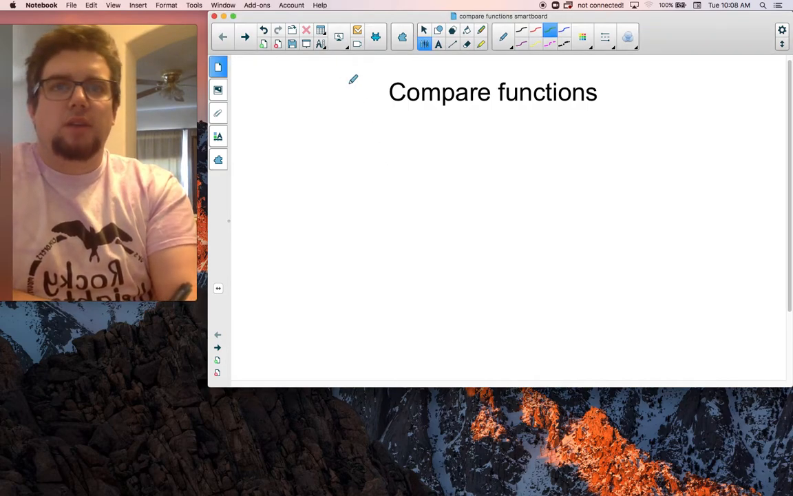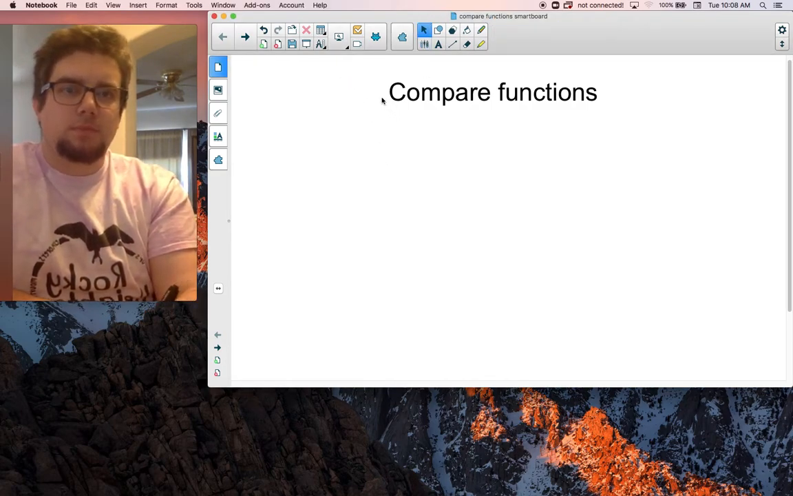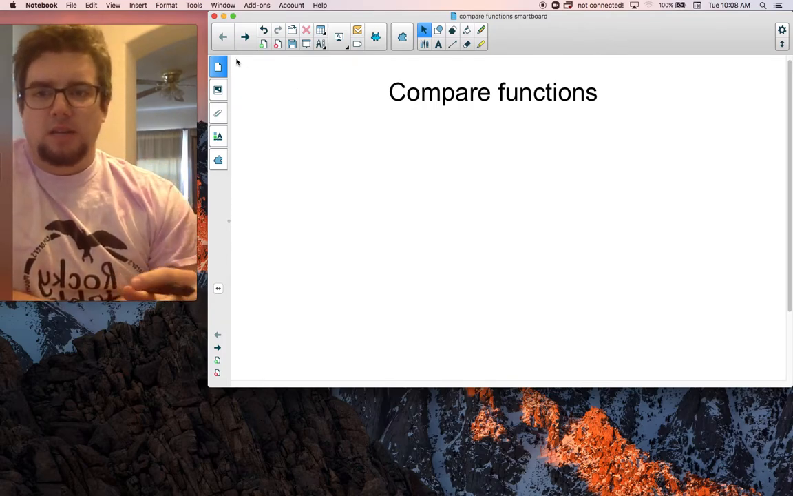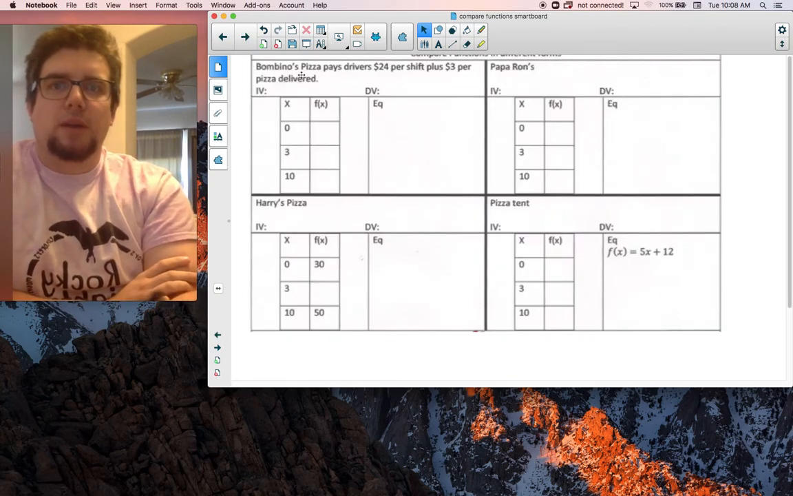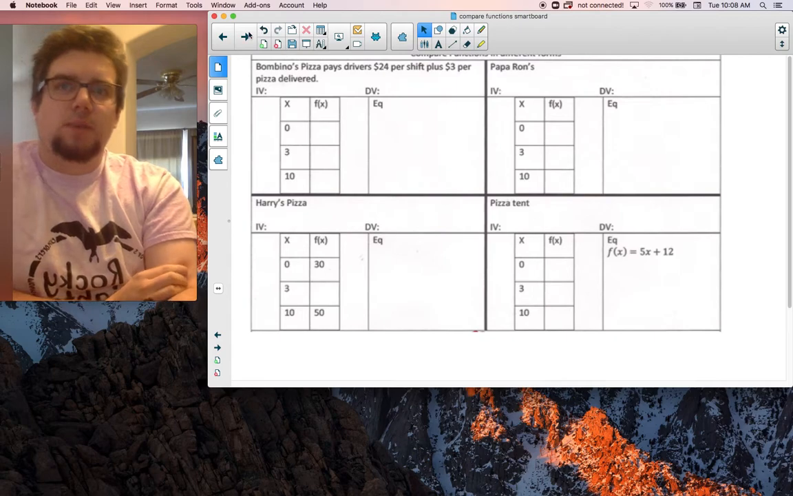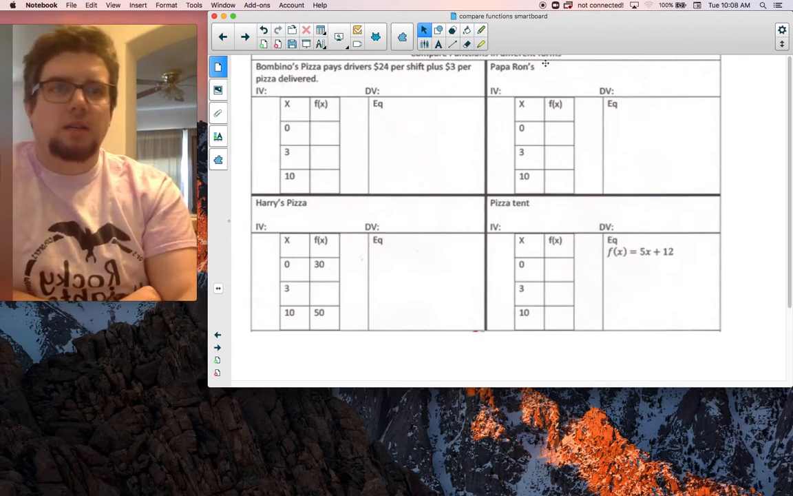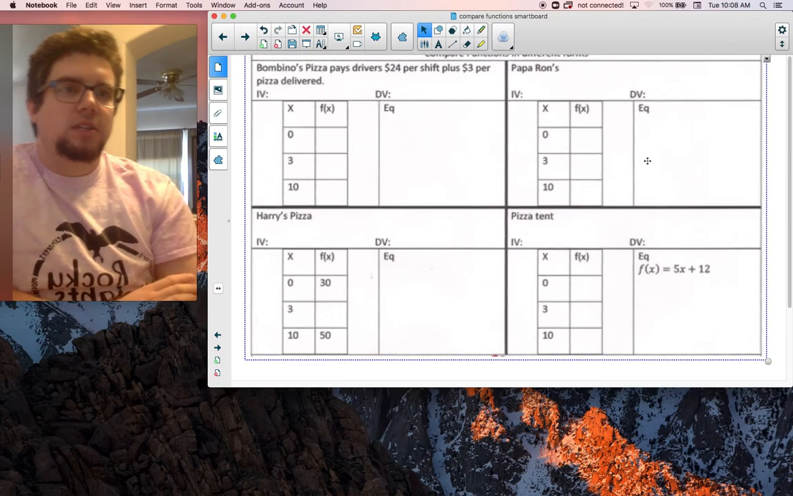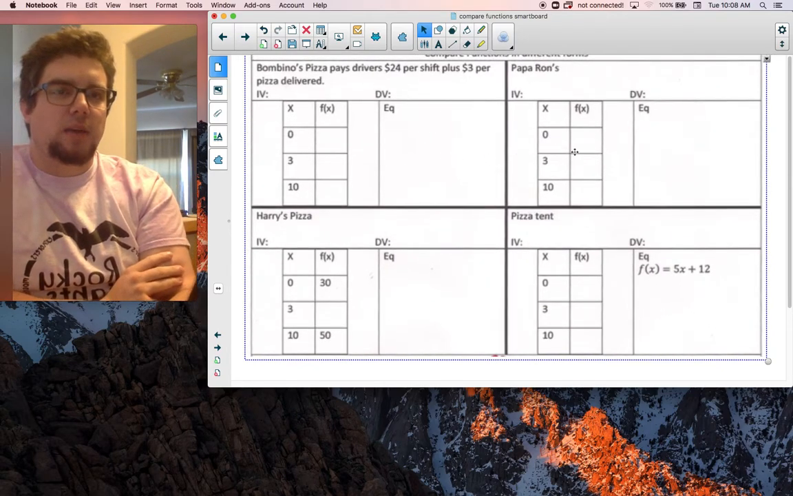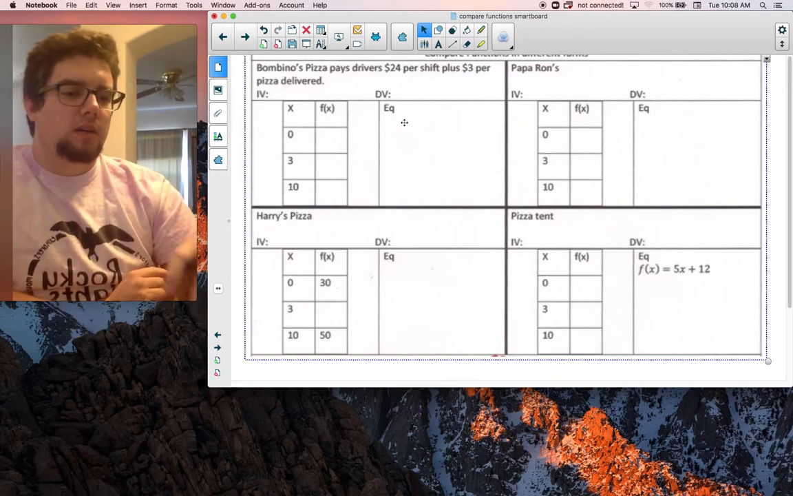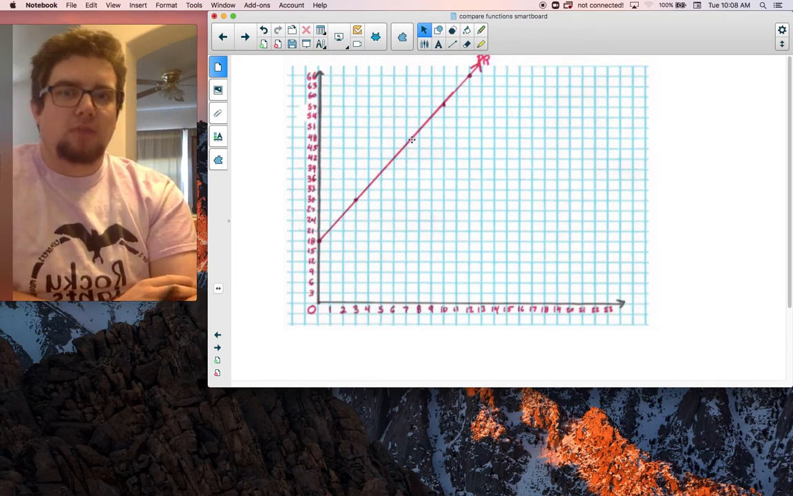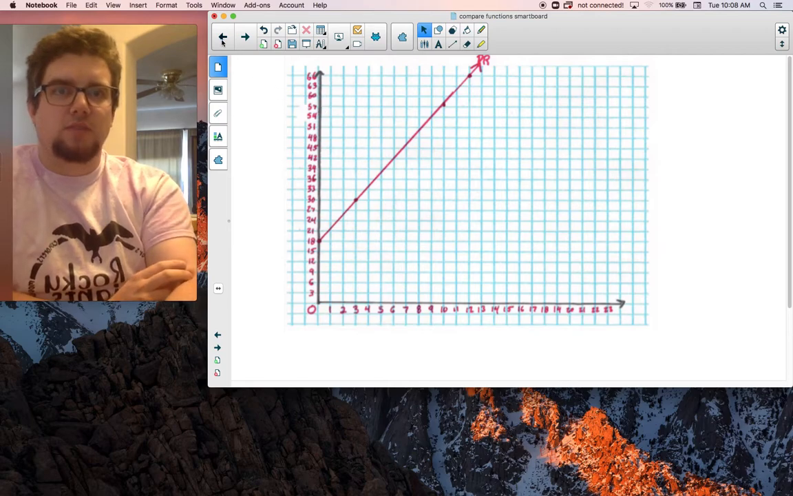All right. So, comparing functions. It's going to be a kind of combination of our function representation as well as looking at different things. So on that printout, we're going to compare 4 different pizza places. So Domino's Pizza, Papa Ron's, Harry's Pizza, and Pizza Tent, all very famous establishments. I know you guys all know what they are. And we're going to build all the same things, and we're going to see when it would be better to work at certain places. So we see that Papa Ron's has been graphed for us. So that's where our information for Papa Ron's is.